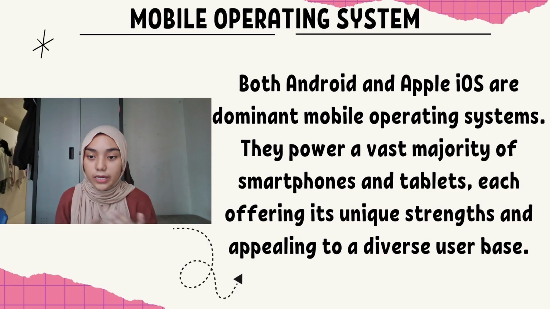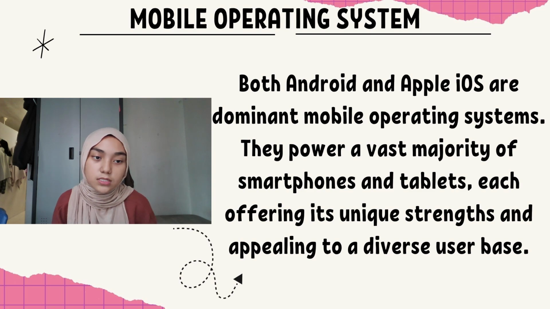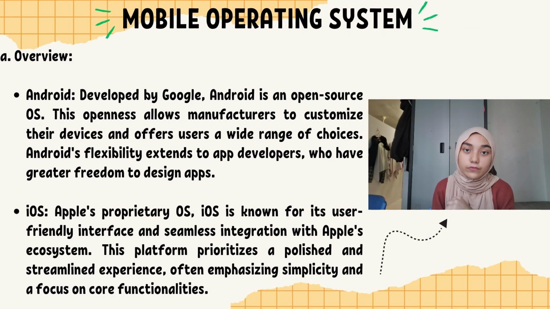Both Android and Apple iOS are dominant mobile operating systems. They power a vast majority of smartphones and tablets, each offering its unique strengths and appealing to a diverse user base. A. Overview. Dia ada dua, Android and iOS.